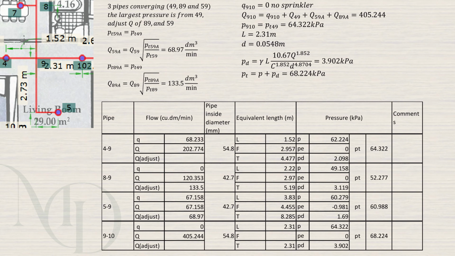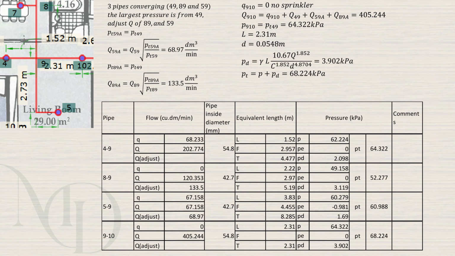Alright, so we move on to the cross main segment 9 to 10. This pipe supplies the flow that goes to nodes 4, 5, and 8. Since those lines are in parallel, their pressures must be the same. Among the three, the pipe from 4 to 9 has the highest pressure, so it will control the adjustment. To equalize the pressure, we adjust the discharges of the other two branches using the same discharge adjustment formula. That way, all three connecting lines will now have equal pressure at node 9.